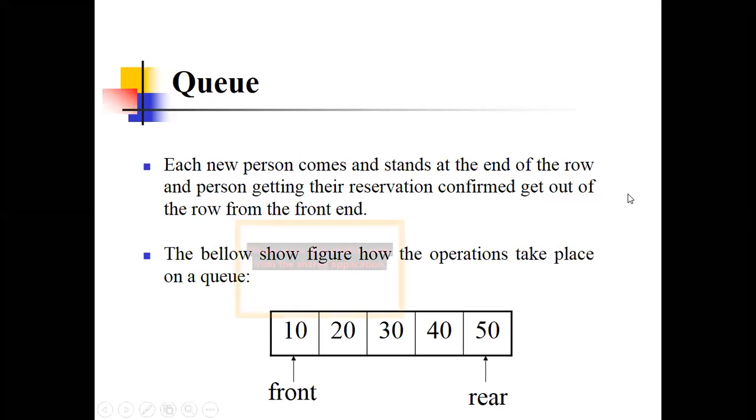So here we have an example. There are five boxes that have some specific numbers like 10, 20, 30, 40, 50, or you can say the ages of the different members of a family, or the marks of the students in a class. The first one is the front end of the queue, and the last one is the rear end of the queue. The first one will be entertained first and the last one will be entertained last. That is the concept of FIFO.